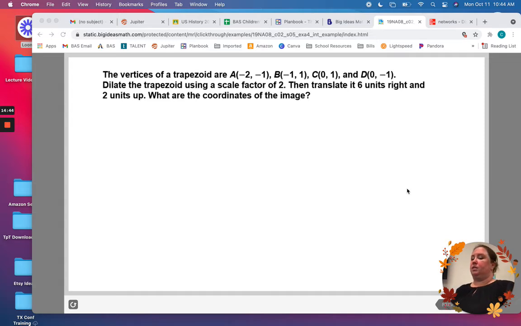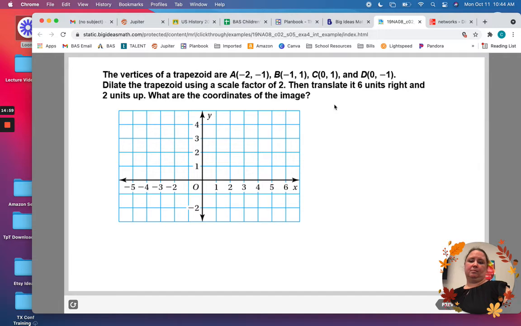Dilate the trapezoid using a scale factor of 2. What kind of dilation is this trapezoid going to be? Enlargement. Very good. Okay. And then we'll translate it 6 to the right and 2 up. So let's do the math part. They're sketching it. I don't want to sketch it. I want to do the math.